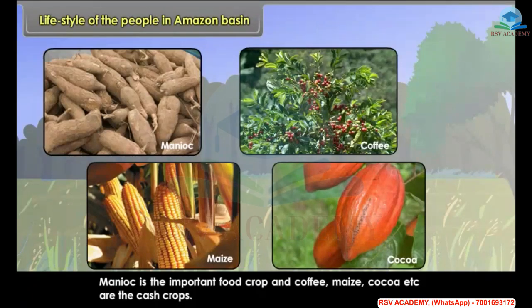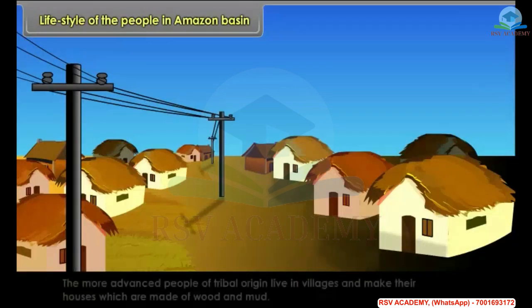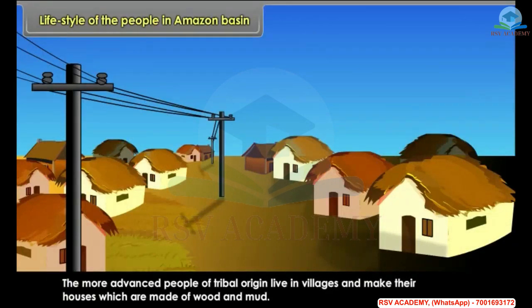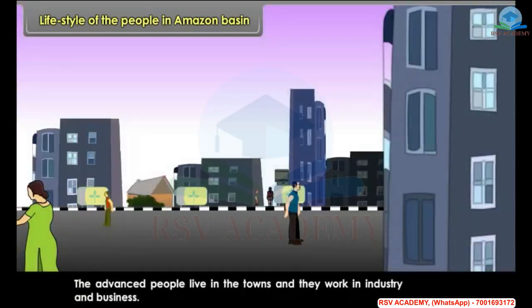Manioc is the important food crop and coffee, maize, cocoa, etc. are the cash crops. The more advanced people of tribal origin live in villages and make their houses, which are made of wood and mud. The advanced people live in the towns and they work in industry and business.